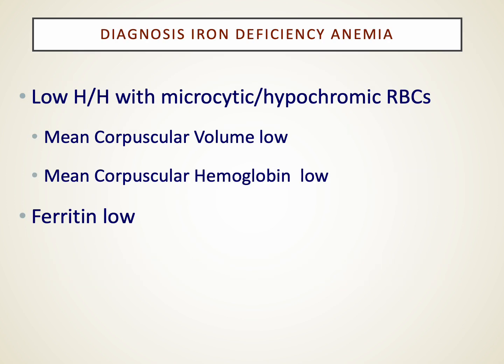When you diagnose iron deficiency anemia, typically that's going to present with a low hemoglobin and hematocrit, but also a microcytic, hypochromic red blood cell. Microcytic, smaller size cell; hypochromic, pale-looking cells. They also will have a low mean corpuscular volume and a low mean corpuscular hemoglobin concentration. Their ferritin levels will be low. Their total iron binding capacity may also be low.